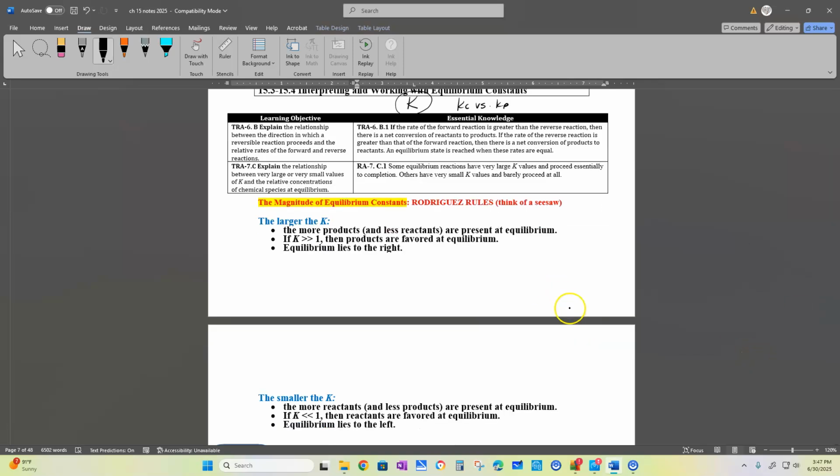All right, well, first of all, when K equals 1, whether it's KC or KP, whatever it is, you are at equilibrium. One side of the equation is not favored over the other. But the problem is the value of K can be really big or really small. So that means one side actually is favored. So let's say your K is really, really large. Okay, so way greater than 1.